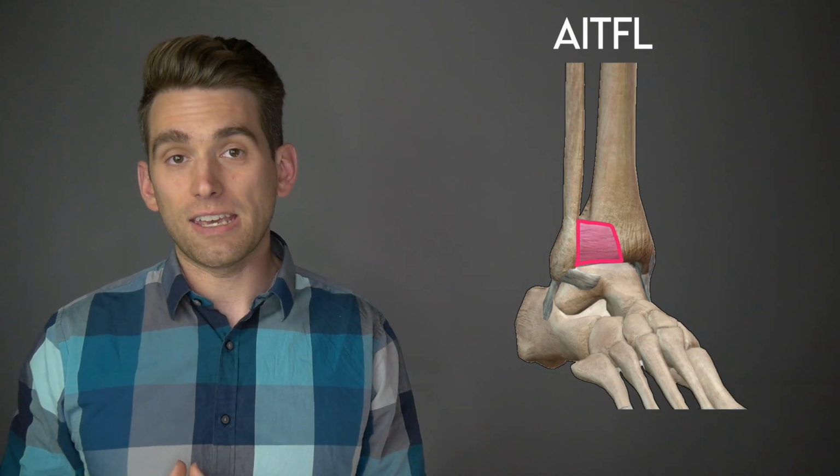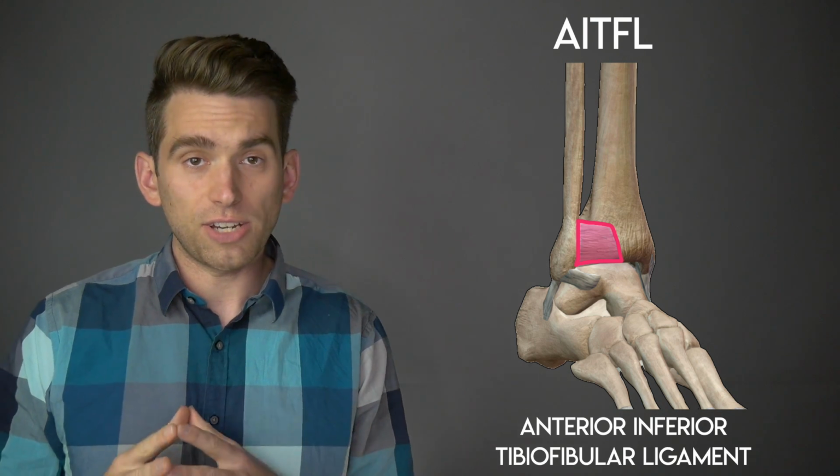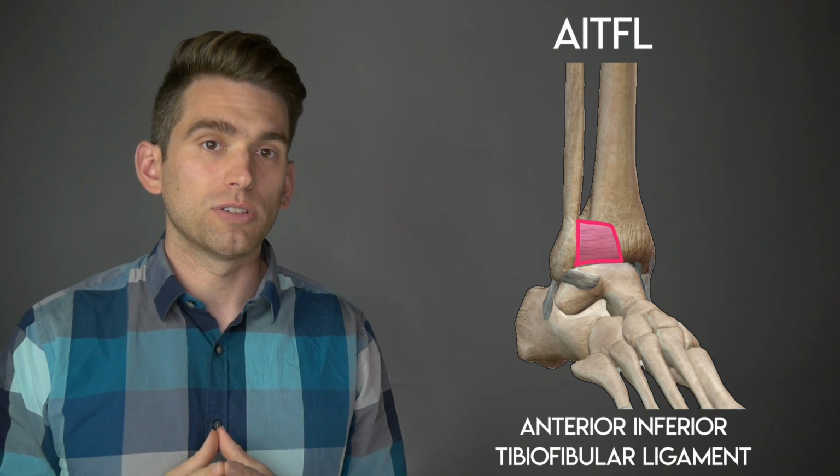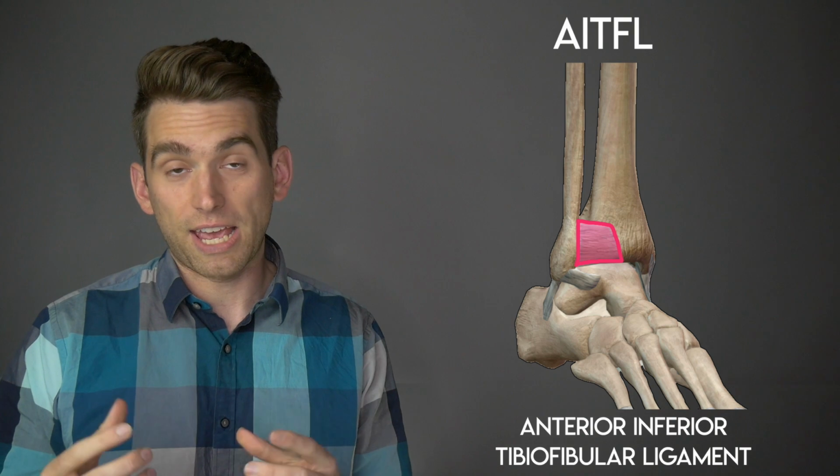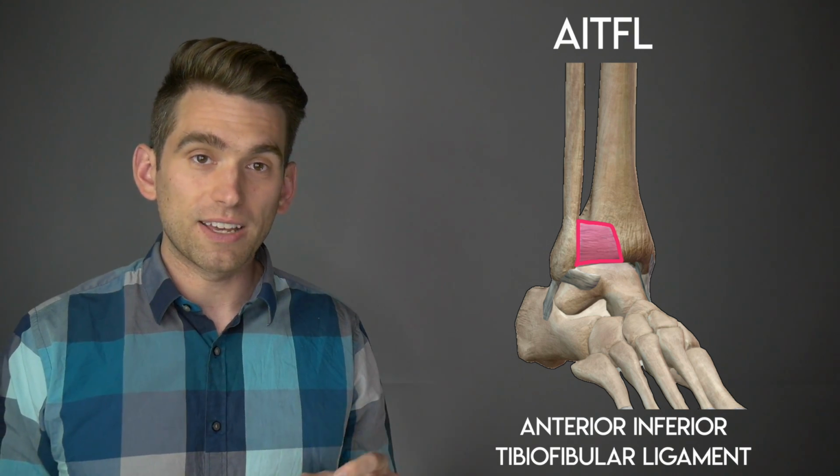But of course, we then have the dreaded high ankle sprain, which is an injury to one of the particular ligaments in the ankle called the AITFL. This stands for the anterior inferior tibiofibular ligament. It's a ligament that connects, as you might have guessed, the tibia to the fibula.